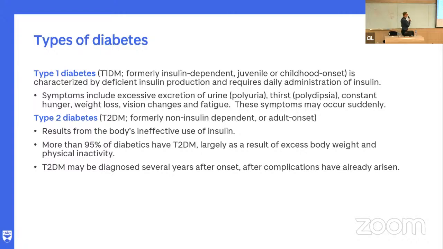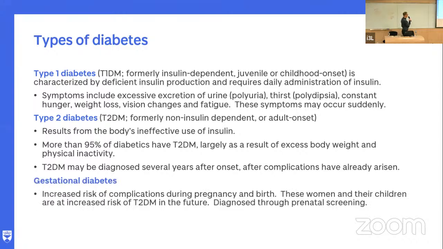The type of diabetes that I'm not going to go into any great detail on is gestational diabetes. So that leads to increased risk of complications during pregnancy and during birth. It's been shown that mothers that develop gestational diabetes, their child then has an increased risk of developing type 2 diabetes. So there is a link between gestational diabetes and development of type 2 diabetes in their offspring.